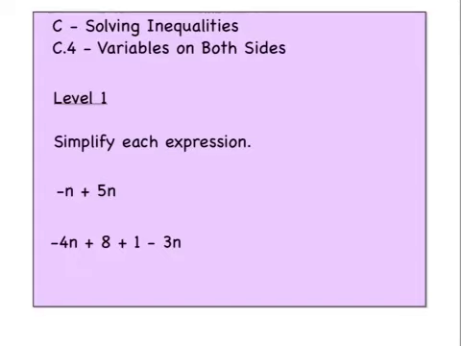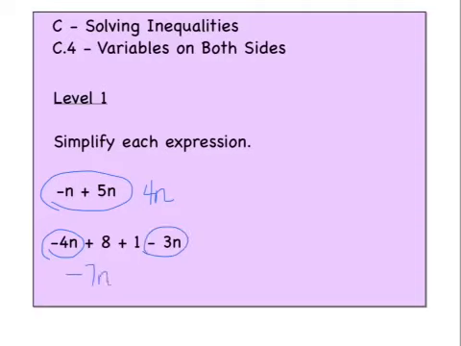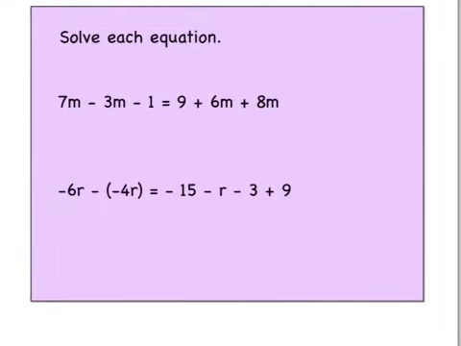So just as a review, we have to combine like terms. If we have a negative n plus 5n, we've got 4n. Here we've got negative 4n minus 3n, which means we took away 7n, plus we have 9. Here, we're just going through equations, not quite inequalities yet. We've got to combine our like terms on each side before we start moving things around.